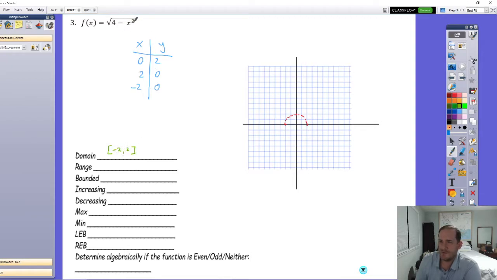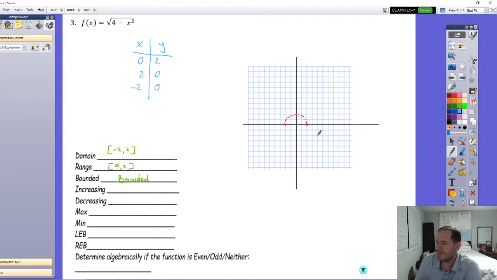Anything bigger than 2, though, when you square it, will be bigger than 4. And 4 take away something bigger than 4 is going to be negative. And the square root of a negative is non-real. So those values can't be in our domain. We can see that our range is going to run from 0 to 2. We are bounded, both above and below. So you just write bounded.